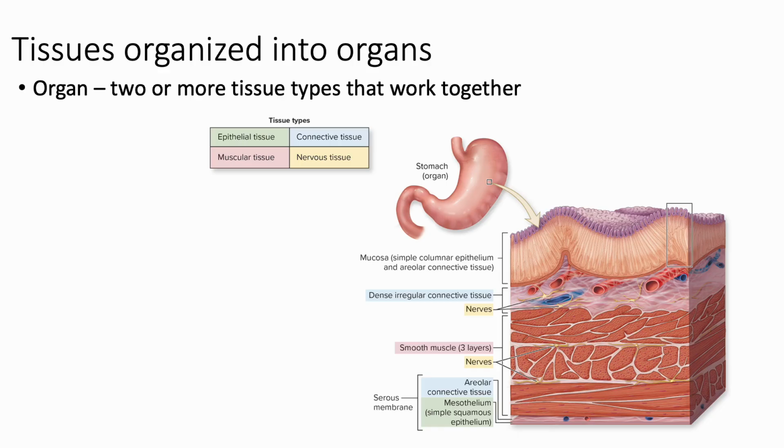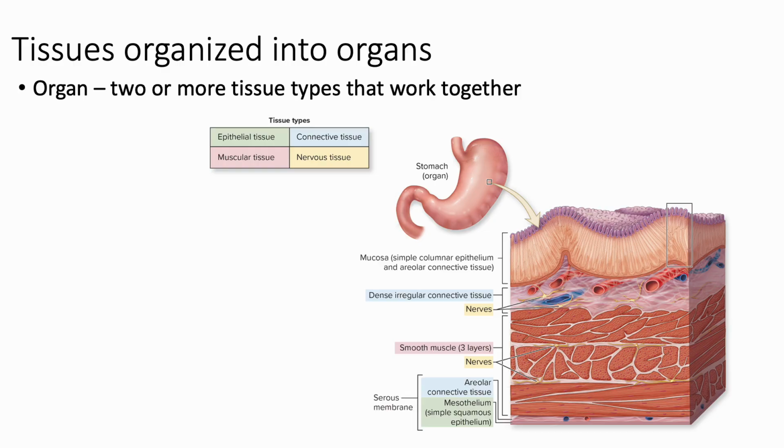So now that we've looked at the four tissue types and their functions and their locations, let's talk about the way tissues are organized into organs and membranes. So, what is an organ? We know that an organ is made up of two or more tissue types and they're going to work together. Now we've covered the four tissue types: epithelial, connective, muscular, and nervous.